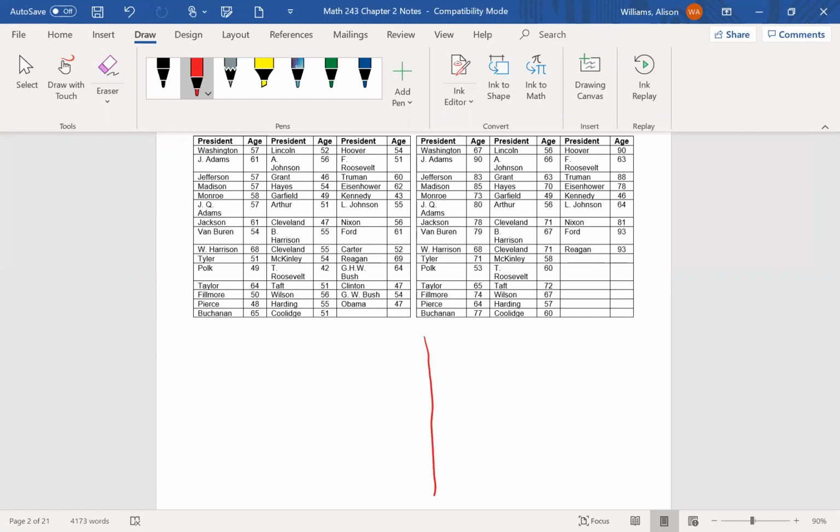And let's see, I'm going to scan the data and I see 60s, 90s, 80s, 70s. I do see 40s. I see 40s for Garfield right here and Kennedy. Both of them are in the 40s. So, all right, that means I'm going to include 40s for this. So we'll have 4, 5, 6, 7, 8, and 9.